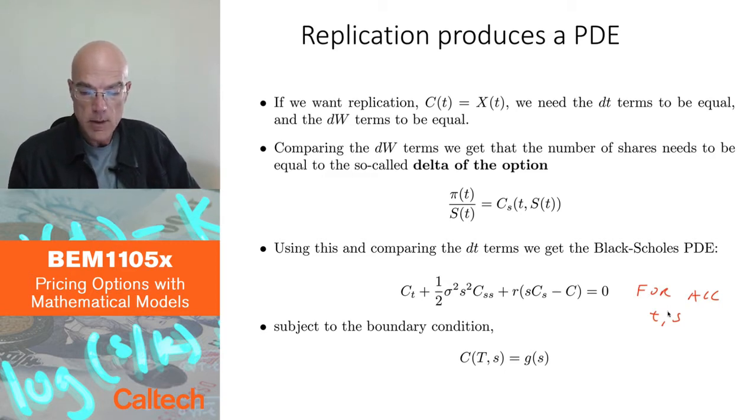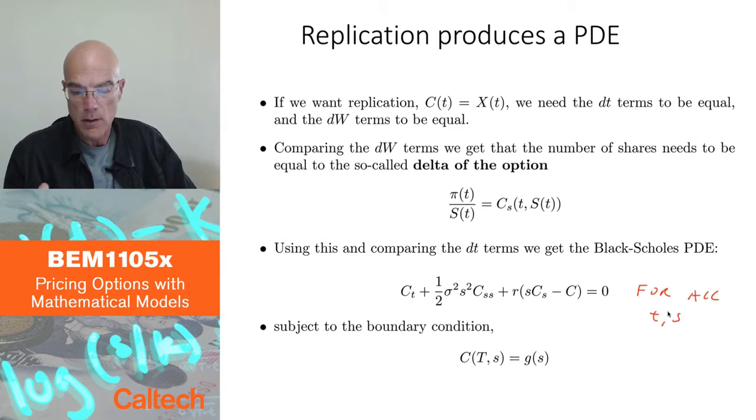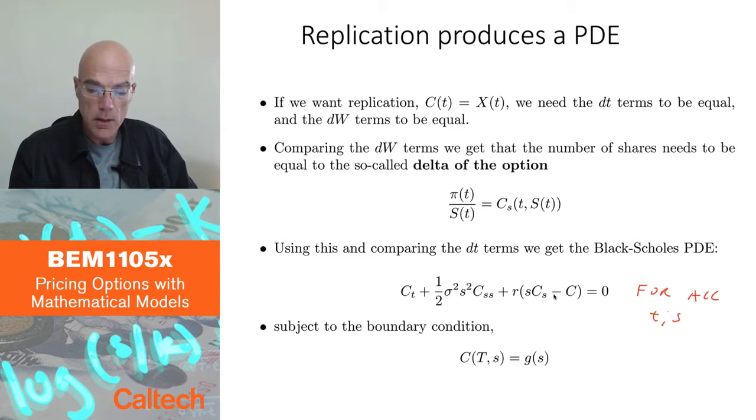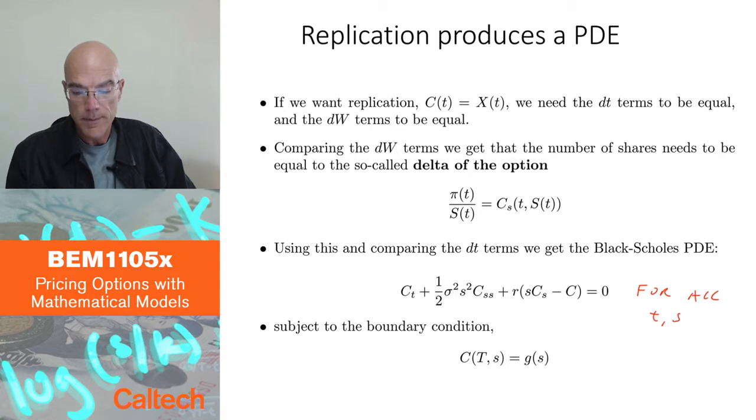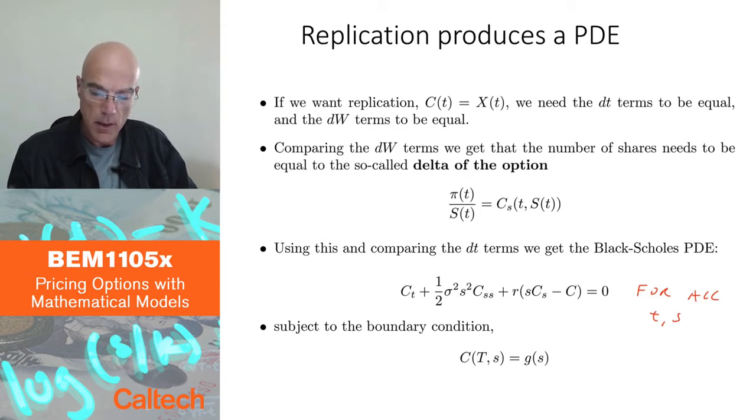And this is why we don't need randomness, because whatever s turns out to be, whatever the stock price in the future happens to be, this will always hold for all s, all t, and therefore the replication will work.